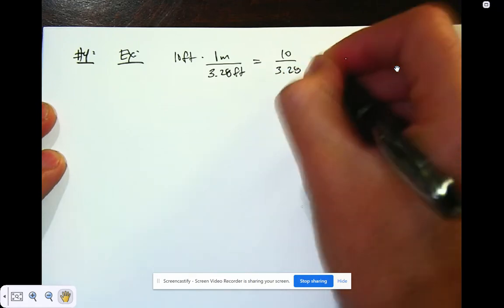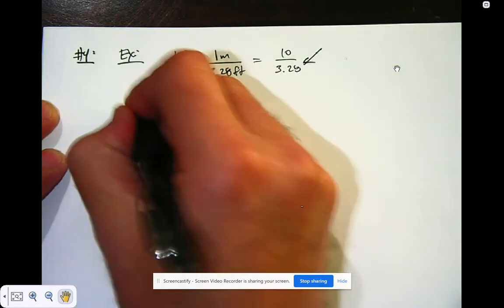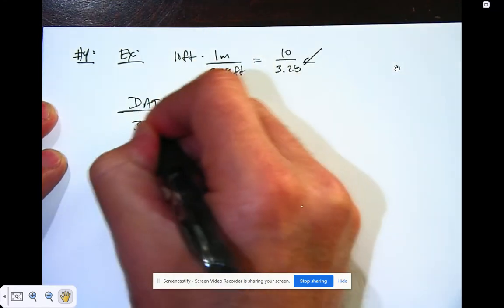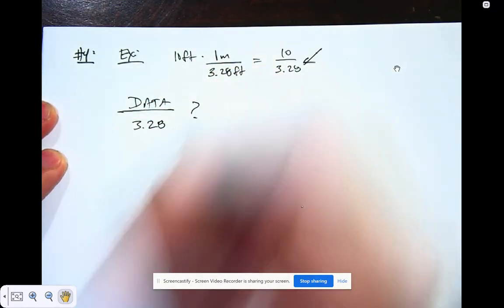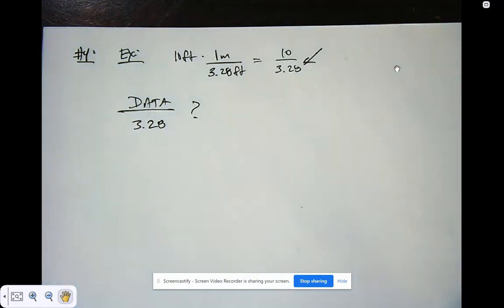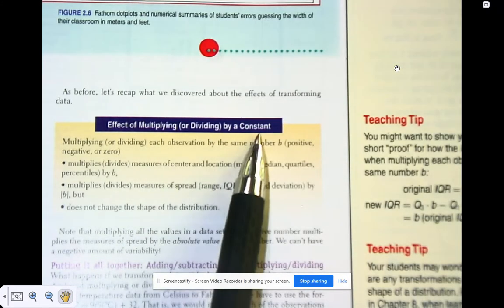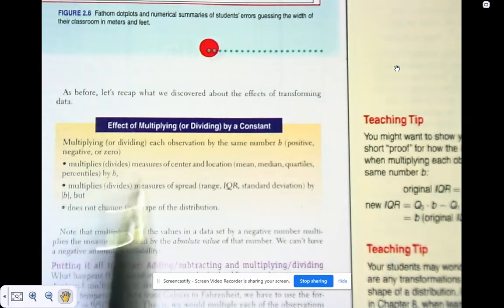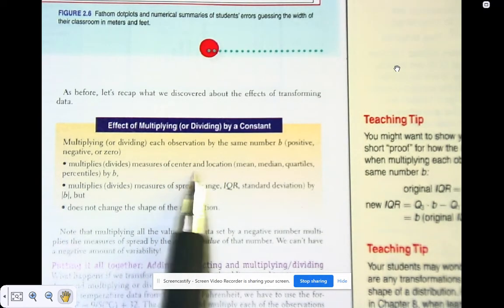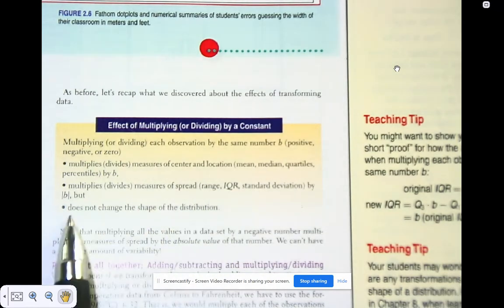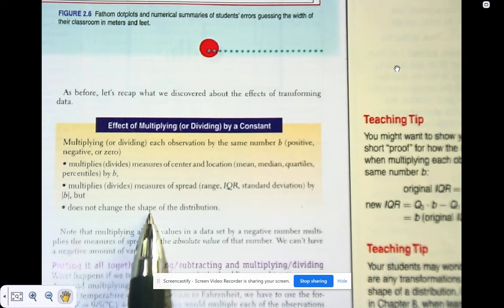So the point here is, what happens when you take all of your data and you divide it by 3.28? What does that do to everything? Well, in the textbook, you can always go back. You have this book. It summarizes it for you. It says right here, what happens when you multiply or divide by a number? It's going to change everything. Measures of center, right? Mean, median, quartiles. It's also going to change spread. The only thing it doesn't change is the shape.